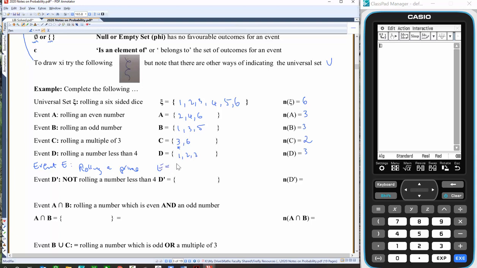So E is an element. Okay, so let's list the prime numbers between 1 and 6. Well, 1. It's neither prime nor composite. Very important to note that.